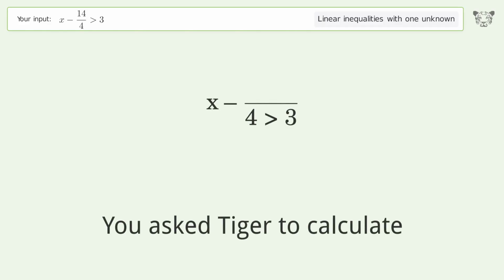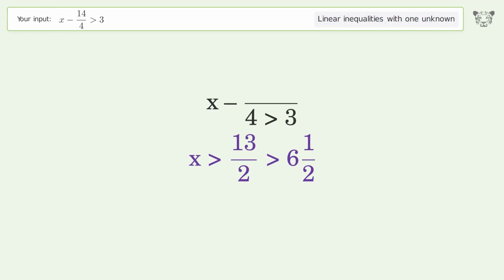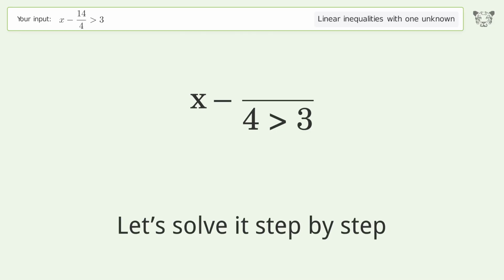You ask Tiger to calculate. This deals with linear inequalities with one unknown. The final result is x greater than 13 over 2 greater than 61 over 2. Let's solve it step by step.